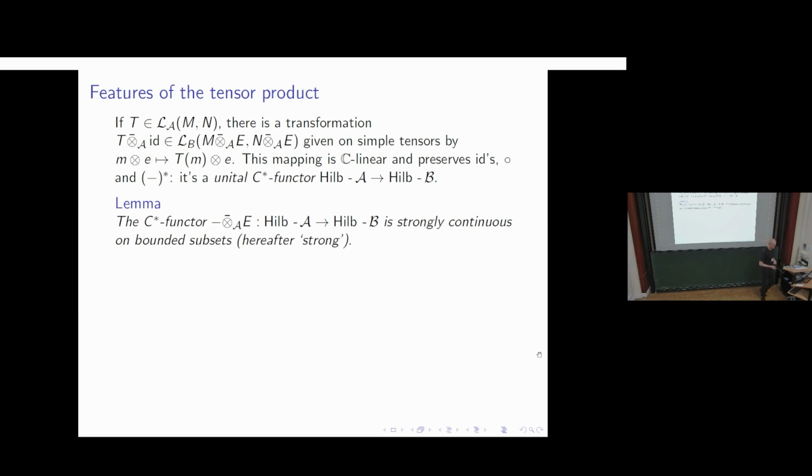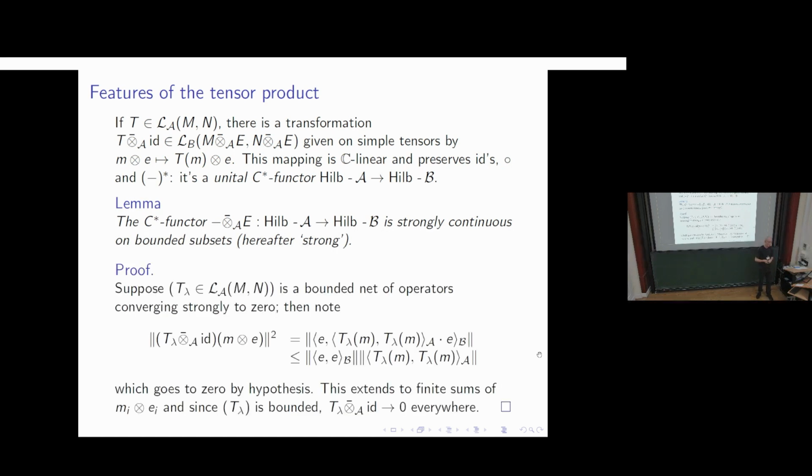So remember, Hilb A and Hilb B have these strong topologies of pointwise convergence, and on bounded subsets of operators, we want this functor to be continuous also with respect to that, and not just with respect to the norm. What does the proof look like?